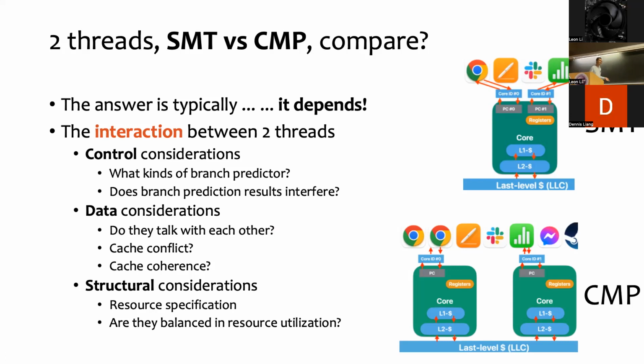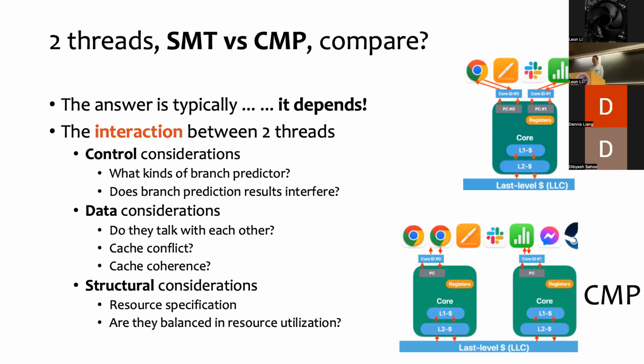If they're more balanced, then probably they're going to perform similarly. Or actually, if you have more resource in the CMP, it's going to perform better, right? All of these analyses are for each individual point. The actual question is that you probably need to balance which one is more important, right? Whether I need to prioritize control consideration or data consideration or structural consideration. That is the real open question.